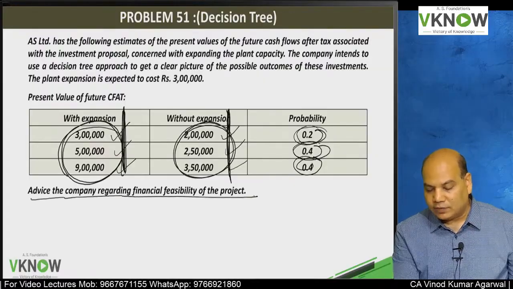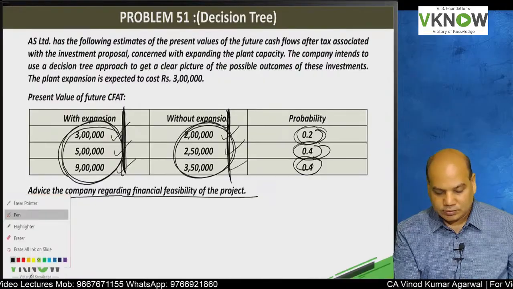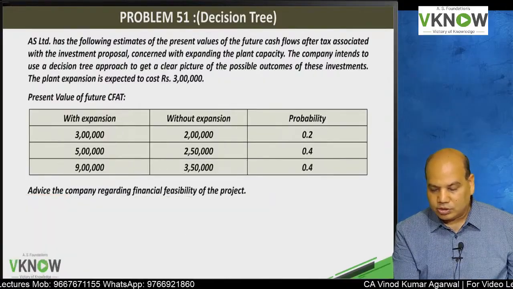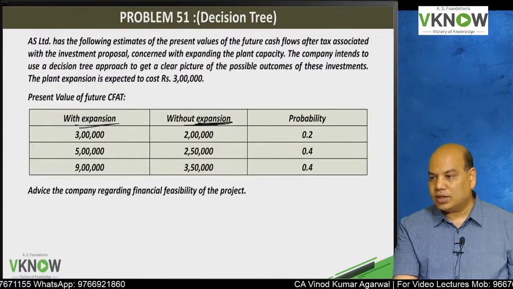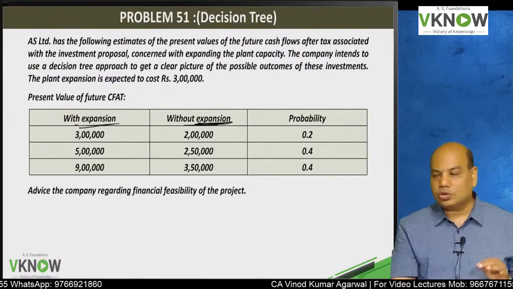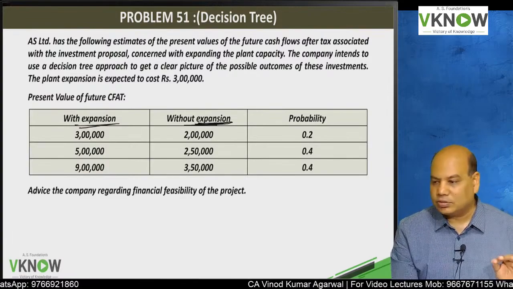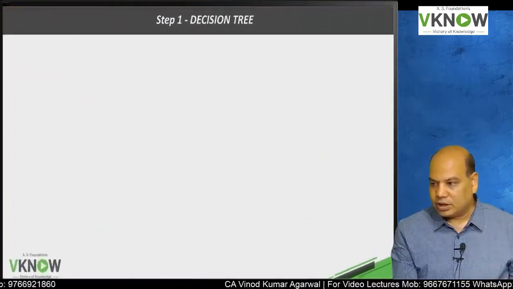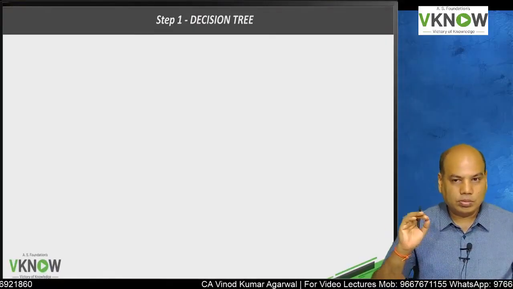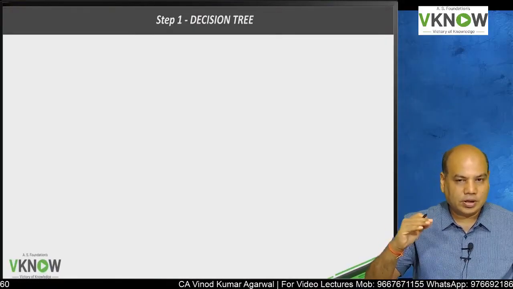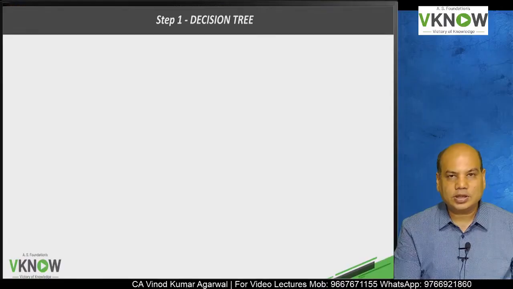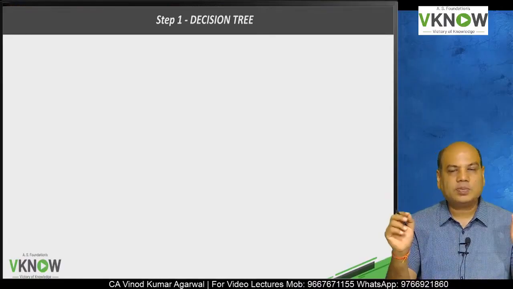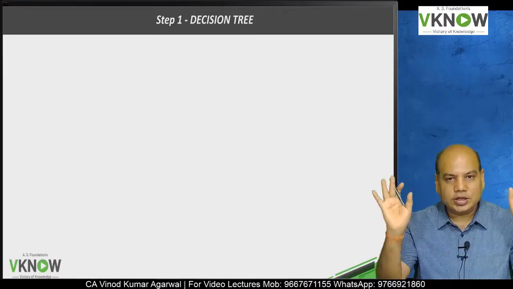Advise the company regarding financial feasibility of the project. That means the question is whether the company should expand the plant capacity or not expand the plant capacity. So what are the two alternatives we have right now? The two alternatives that we have right now is to make a choice between whether to expand the plant capacity or not to expand the plant capacity. So the first step in a decision tree problem is the decision tree itself.